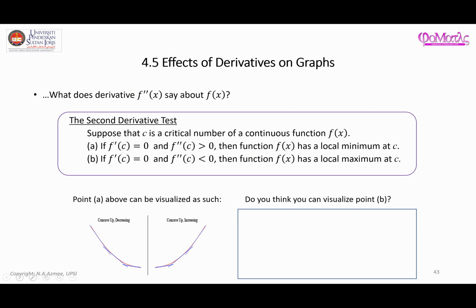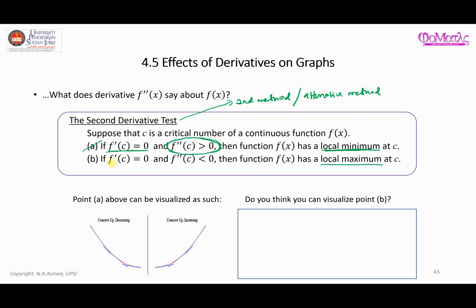Now there is also a specific test that we call the second derivative test, and this test is also to determine whether a point is a local minimum or a local maximum. So this is the alternative method that you can use. The rules are given as follows. First, you have to find the critical point C, such that when you substitute it into the first derivative, the answer is 0. And if you substitute this point C into the second derivative, the answer will be greater than 0, which is a positive value. If this is true, then that point is a local minimum.